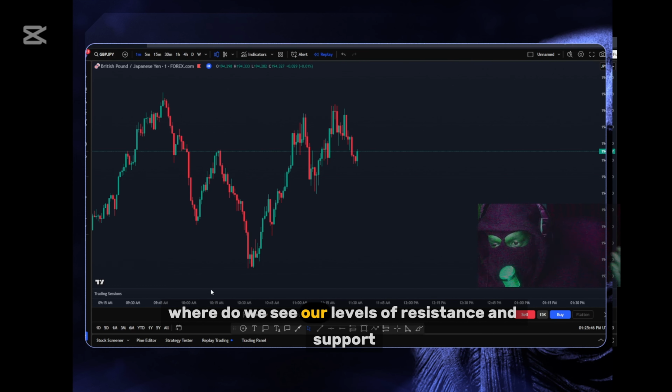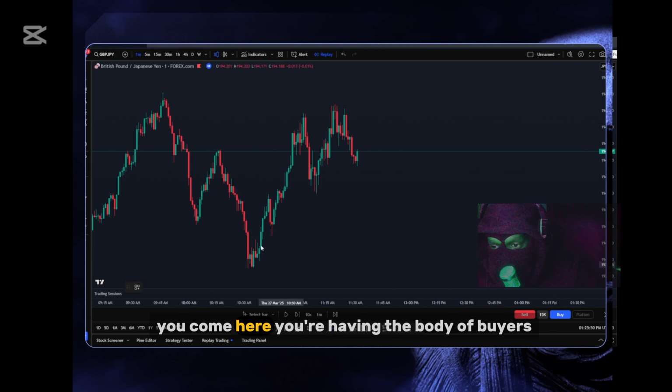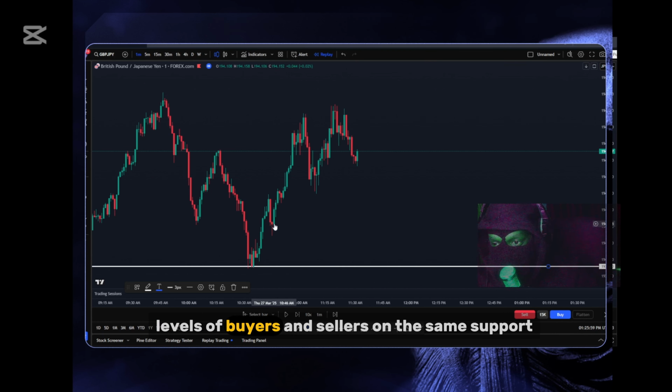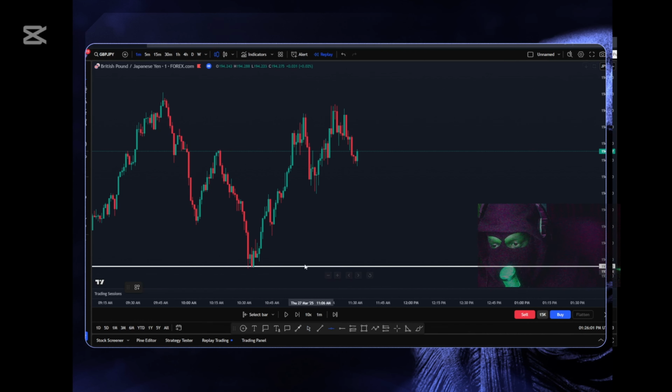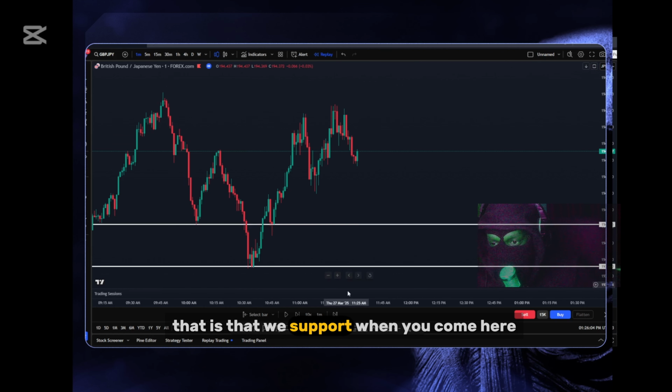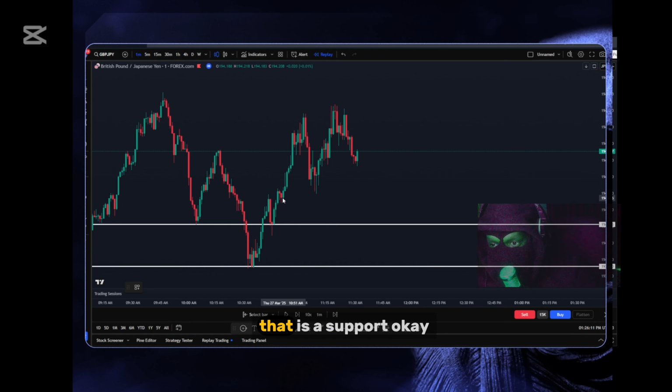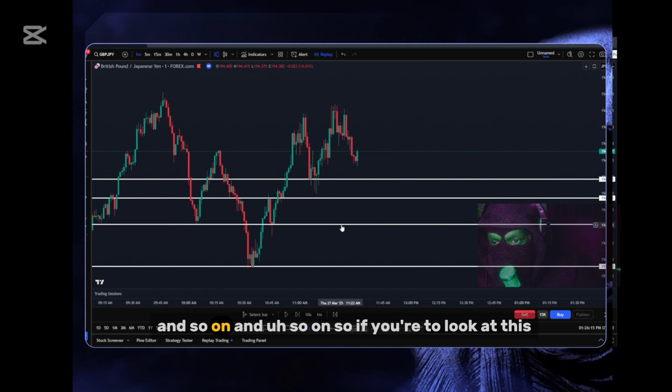So here we come in this trend. Where do we see our levels of resistance and support? You come here, you're having the body of buys and sellers on the same level, so that is our support. You see here the buys and sellers on the same level, that is support. When you come here, you're having the body of buys and sellers on the same level, that is support. Okay, and so on and so on.